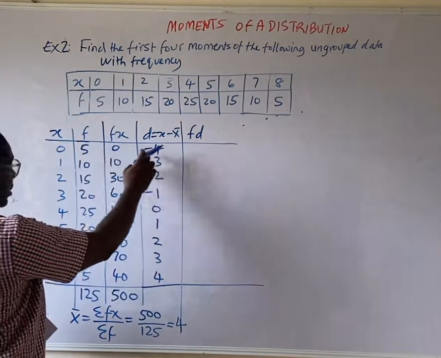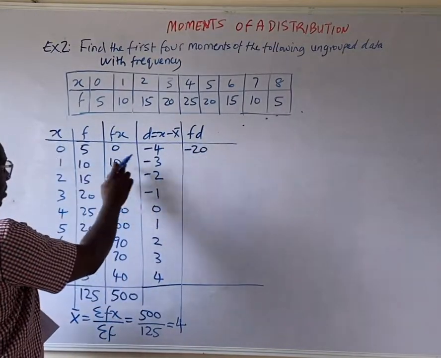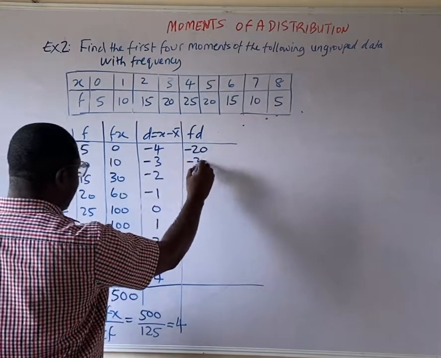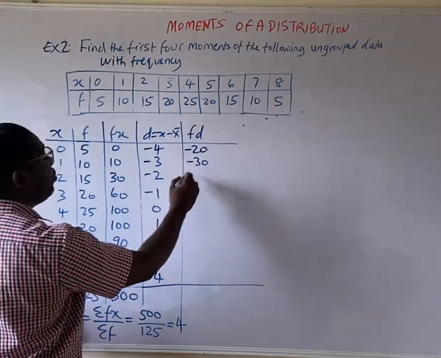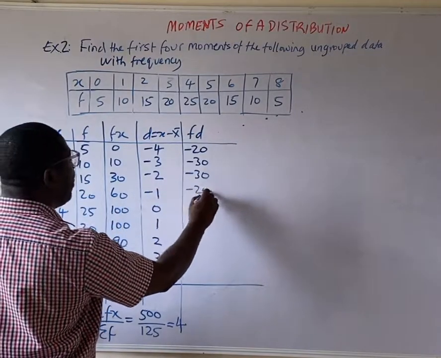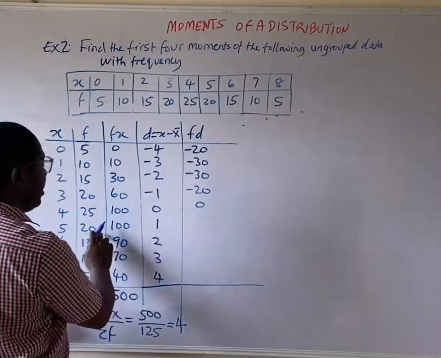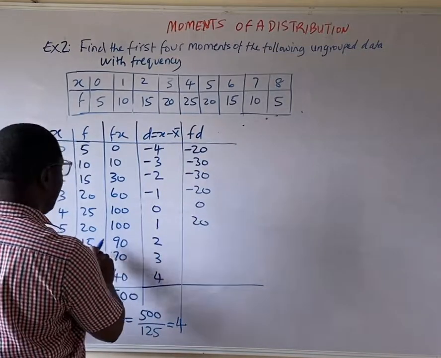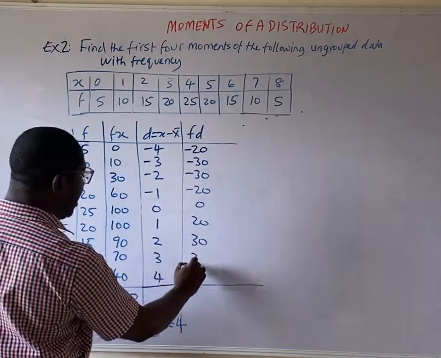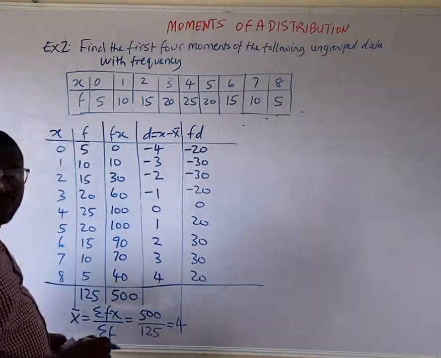We have 5 times minus 4 will give us minus 20. 10 times minus 3 will give us minus 30. 15 times minus 2 will give us minus 30. 20 times minus 1 will give us minus 20. 25 times 0 will give us 0. 20 times 1 will give us 20. 15 times 2 will give us 30. 10 times 3 will give us 30. And 5 times 4 will give us 20. I trust you are following with me.